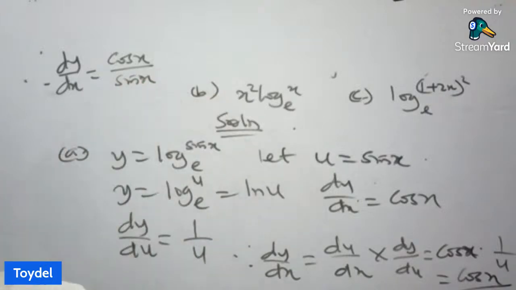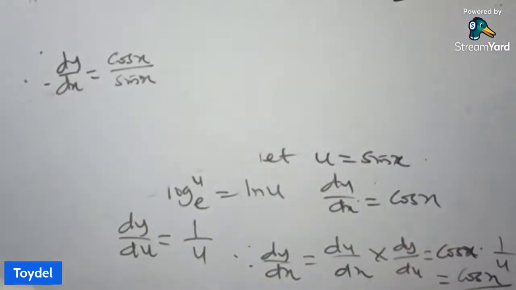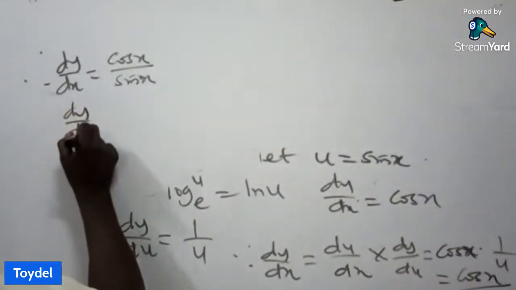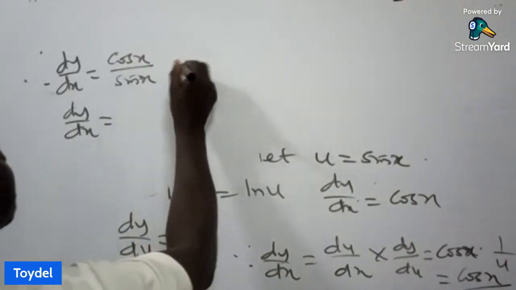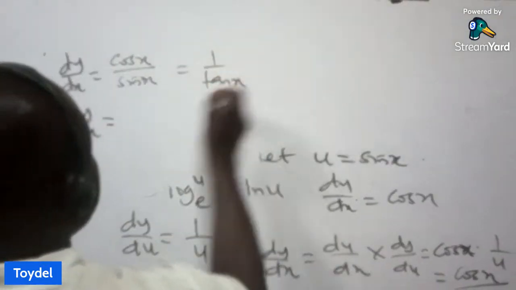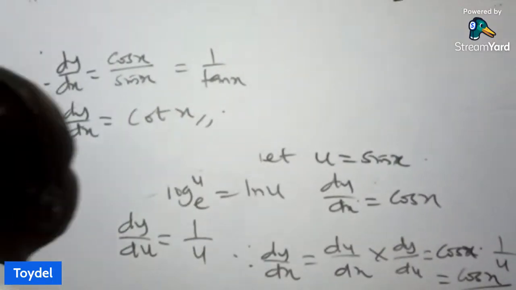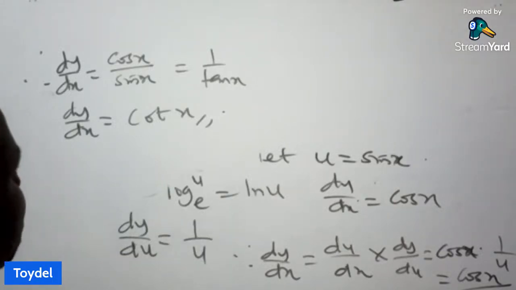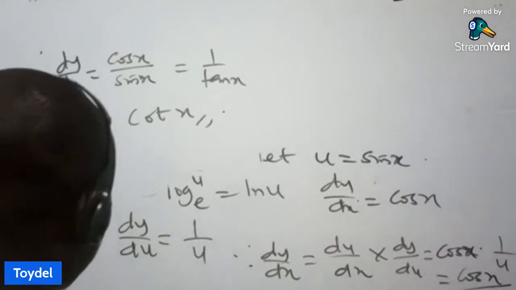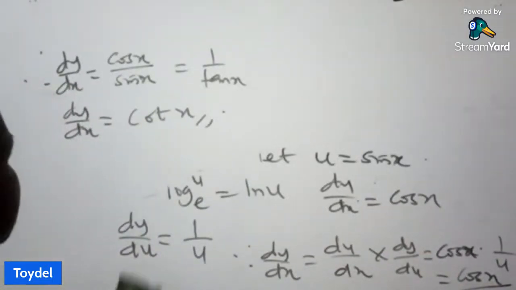I might decide to stop the answer at this point, or I can proceed further. Cos x over sine x is the reciprocal of tan x, which is the same thing as 1 over tan x, and that will give us cot x. So that's the value of dy/dx. If you are vast on the trick, you know that cos over sine is the reciprocal of tan, and we are going to get cot x as an answer.